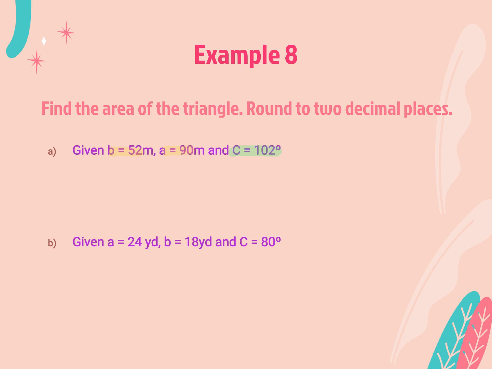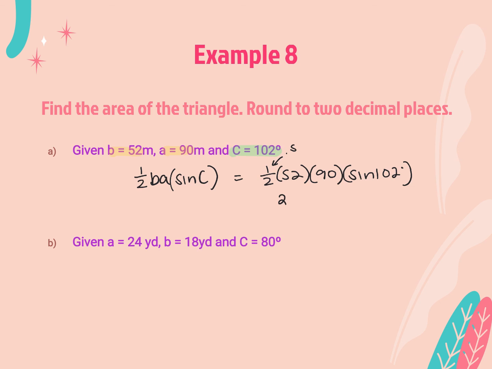So if I want to write this formula, it would be one half BA or AB times the sine of C. As long as you have one of each letter, you have the right amount of information. So this is one half times 52 times 90 times the sine of 102. And you can do that in any order you want. You could multiply the whole thing out using your calculator. Just change this to 0.5. And I get 2,288.87, and this would be meters squared.